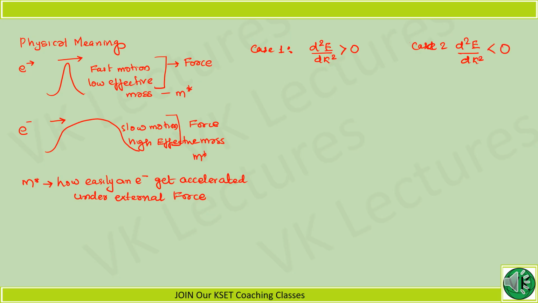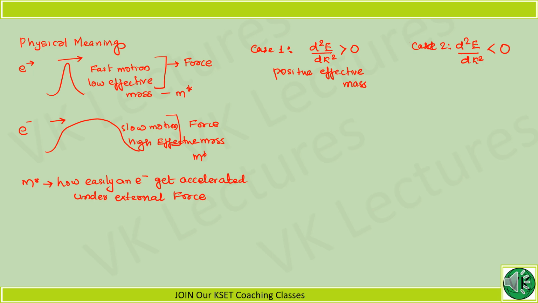Greater than 0, we have already seen what happens when the mass is higher. So once again, you have the positive effective mass. Now what is case 2? When d square E by dk square is less than 0.